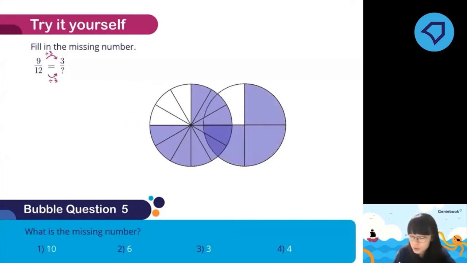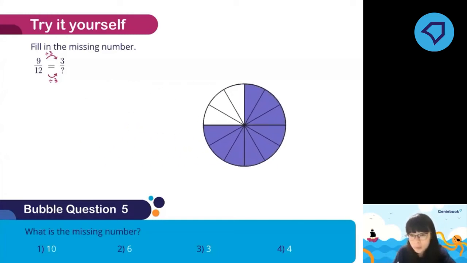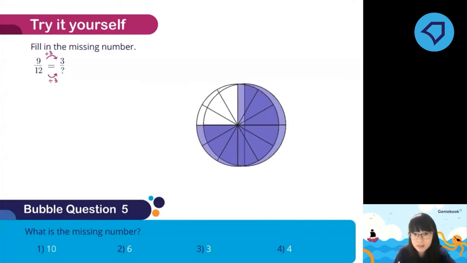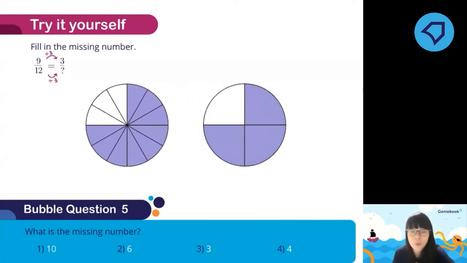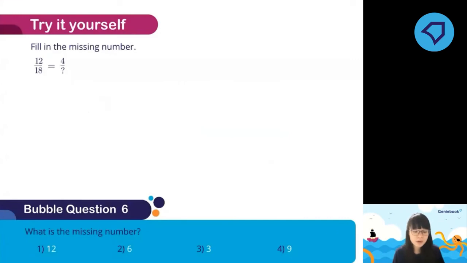So let's move. And you realize that they occupy the same amount of space. Okay. So 9 over 12 is the same as 3 over 4. So your answer would be option number 4. Let's try one more. Let's try this one.